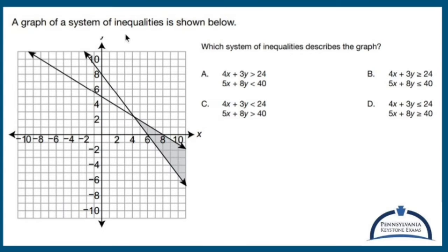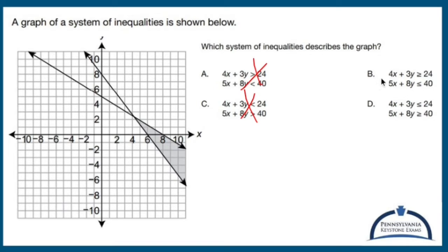A graph of a system of inequalities is shown below. All right, here you go. We got some double shading going on there. Which of the system of inequalities describes that graph? Well, this looks a lot worse than it actually is, and this is why it's not so bad. These are solid lines, okay? Solid, not dashed, which means you're out of the question, you're out of the question. So that only leaves these guys.